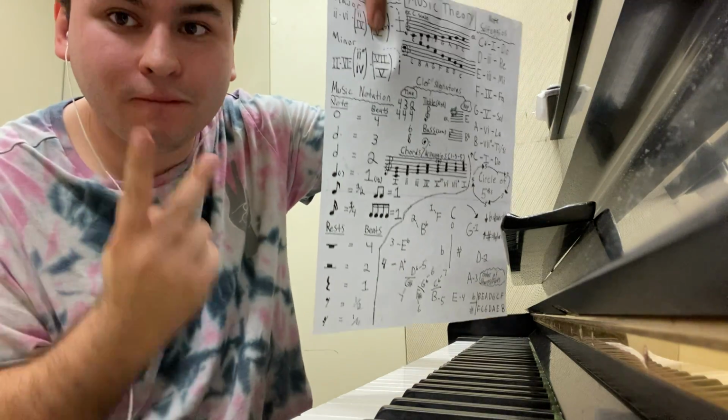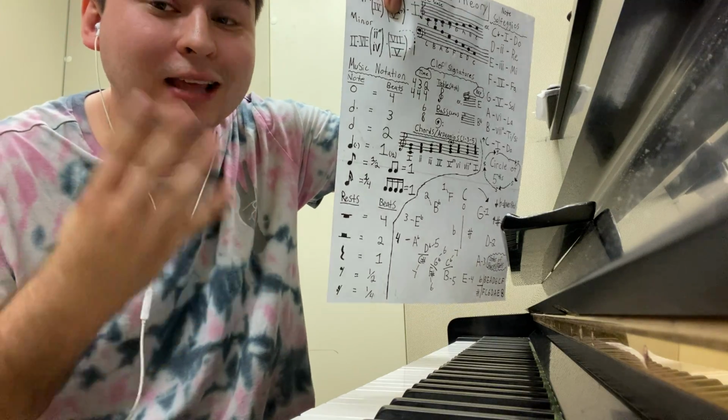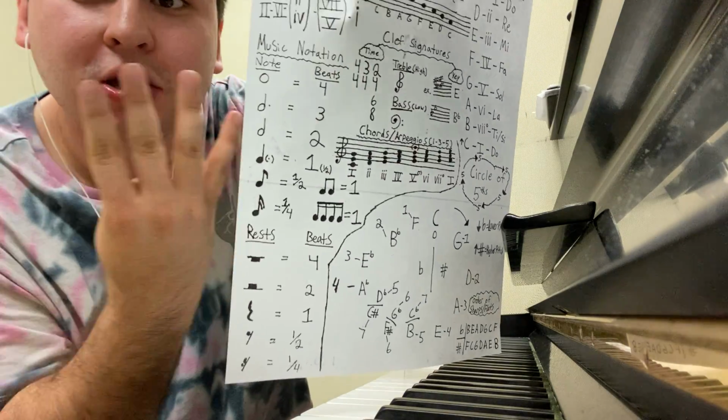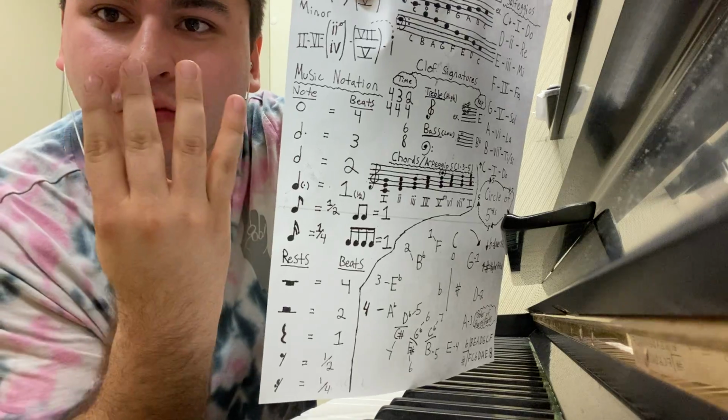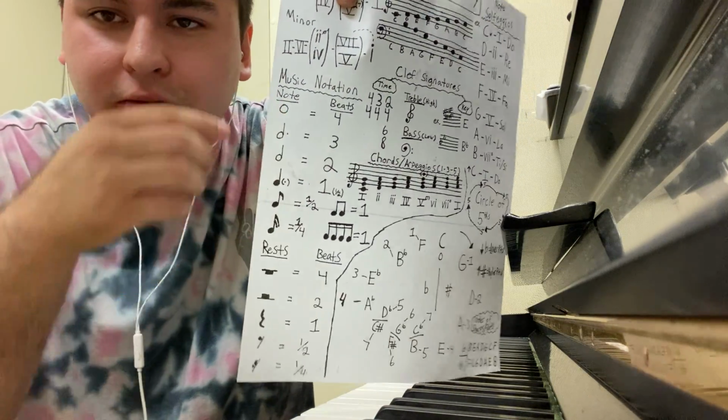1, 2, 3, 4, 5, 6, 7, 8, 9, 10, 11, 12, 13, 14, 15, 16. That's the reason why it's called a 16th note, because there's 16 within 4 beats. Okay? And that's all about the durations of notes.